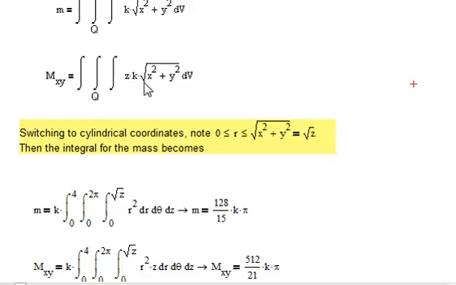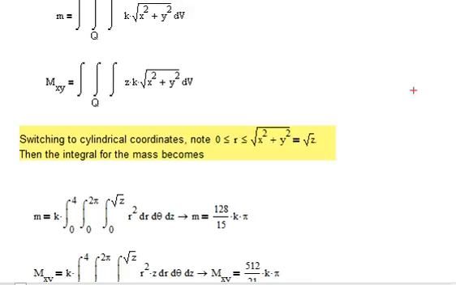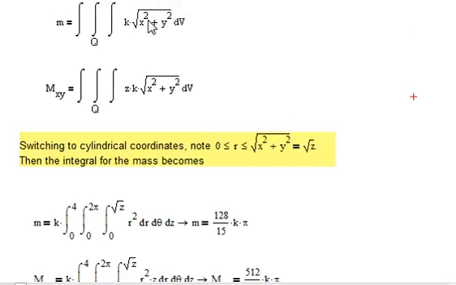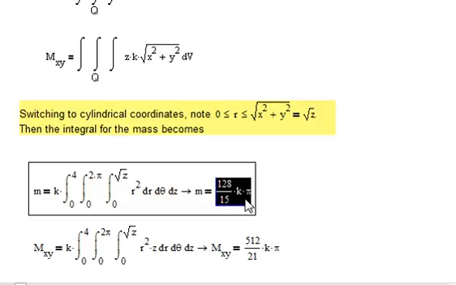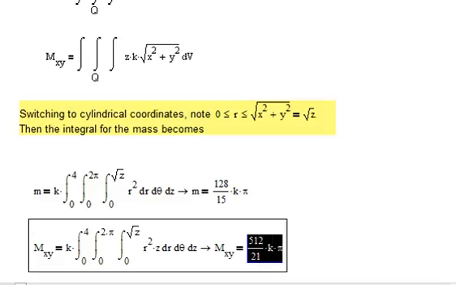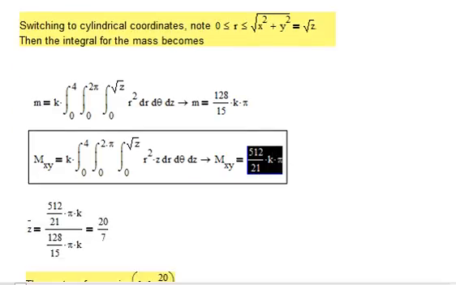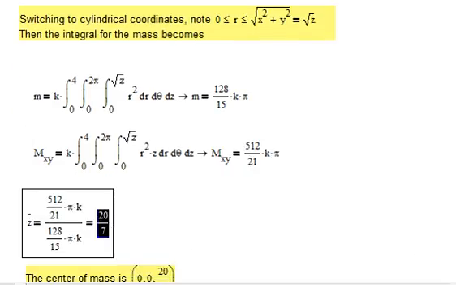Like I say, that's just replacing this with an r, and our dv is already r dr d theta dz. And so if you perform this integration, which is trivial, so I'm just going to say this one is trivial, this one is trivial, and if we divide one by the other, you get 27ths.